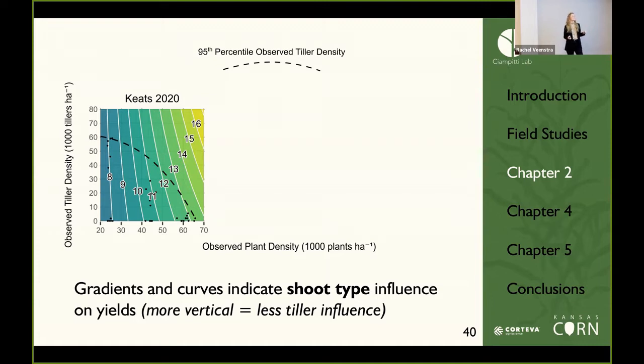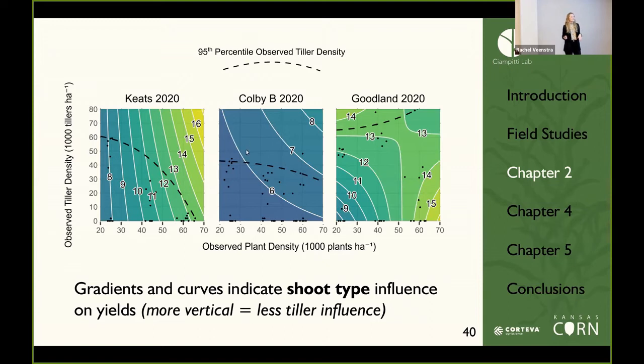And so what we can see in this example in Keats in 2020, there is a strong gradient as we go from left to right, indicating that a lot of the yields were being pushed by the number of main shoots that we had. As you go up and down, you can see that there's not much of a gradient in this direction, so tillers weren't having much of an impact on the yields that we were seeing in this site year.